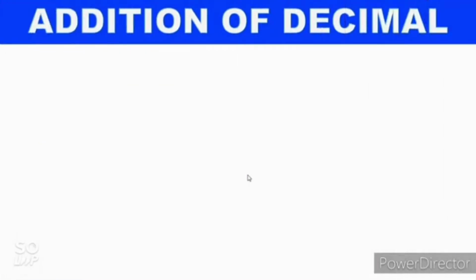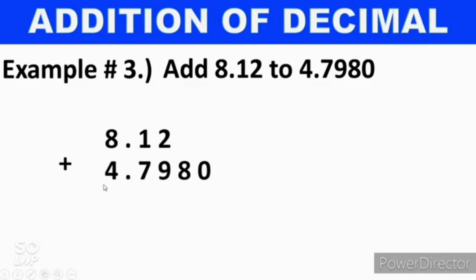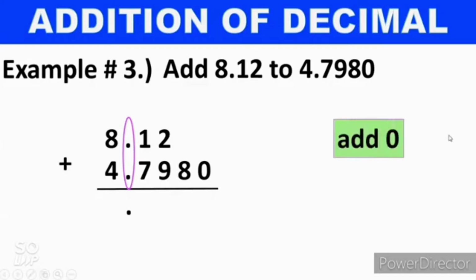Okay, next, let's proceed to example number 3. We have to add 8.12 to 4.7980. Now we have 8.12 plus 4.7980. Again, you're going to observe the decimal points of the given decimals. The decimal points must be aligned, or on the same line. Then add 0, so it becomes 8.1200.